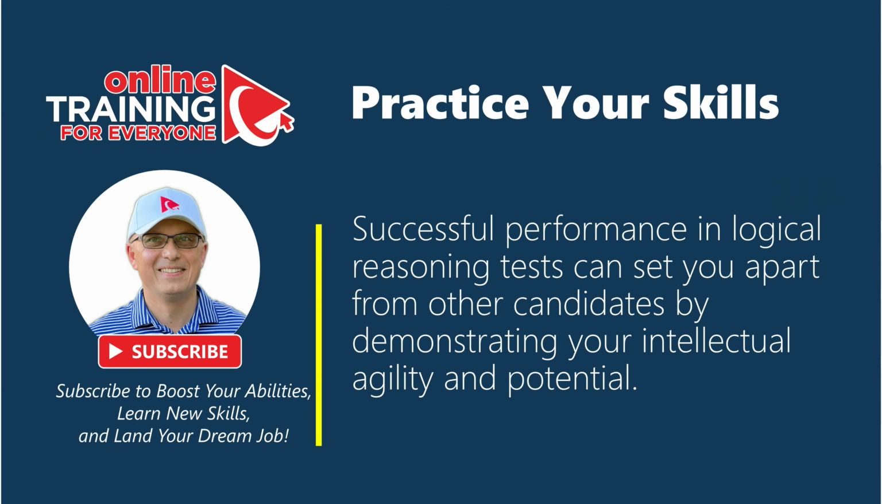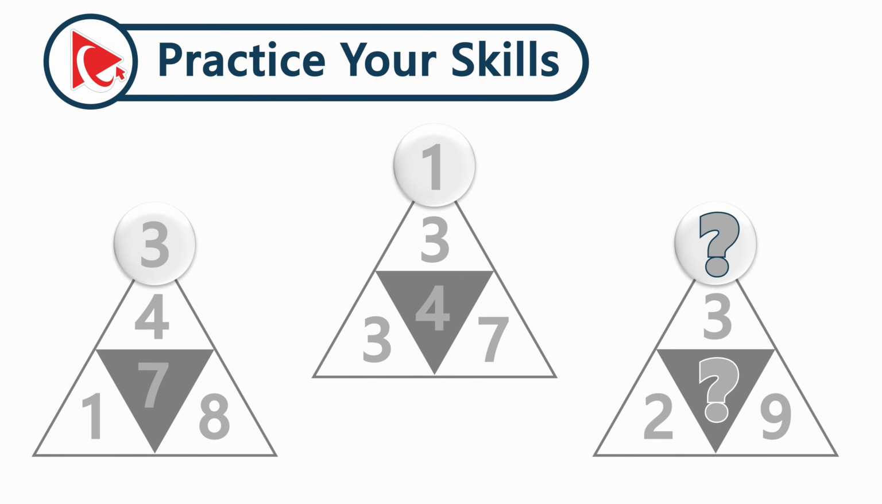But wait, are you ready for more? Try this question to see how you would do. You are presented with 3 triangles. Each triangle has number on the top inside the circle. First shape has number 3 on the top, numbers 1, 4, and 8 on the outside, and number 7 in the middle, inside of the gray triangle. Second shape has number 1 on the top, numbers 3, 3, and 7 on the outside, and number 4 in the middle. And then the third shape only has numbers on the outside, which are 2, 3, and 9.